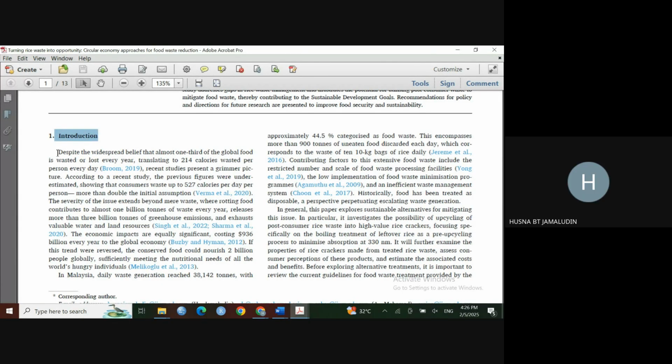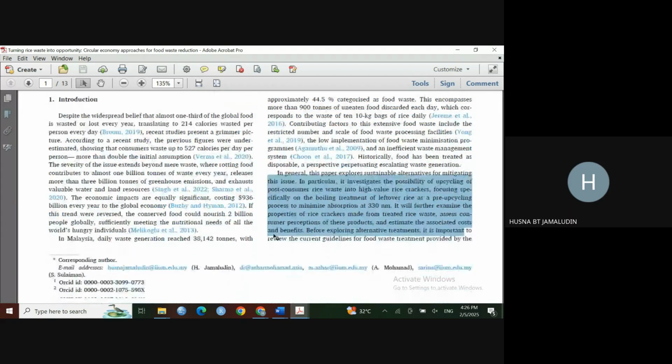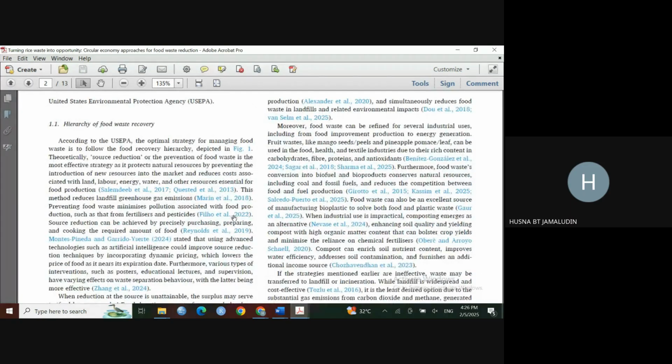So I have one paragraph of intro, and then two paragraphs of intro, and then I mention my objective in the third paragraph. Because my introduction is very short, I just extended it with the literature. So you can see that 1.1 is actually my literature. What kind of literature did I review? I reviewed the hierarchy of food waste recovery.